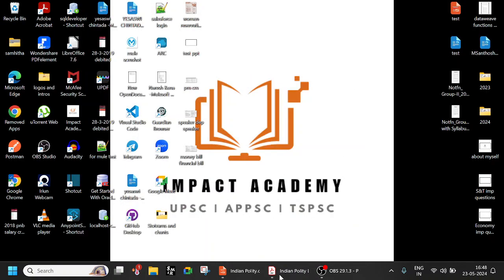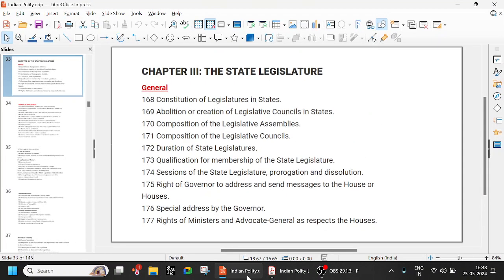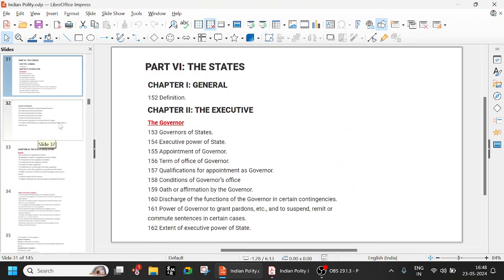When we talk about the governor, it usually comes at Article 153. Part 6 deals with the state government, and within that the executive starts from 153. These days, more and more questions are being asked on the governor. So the governor is more important, so go through all these things.